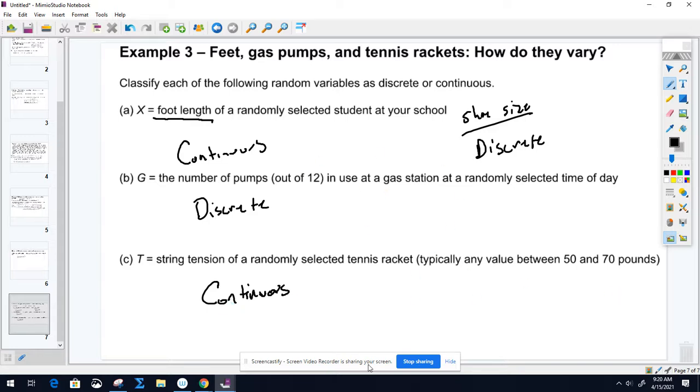So we need to be able to tell the difference between a discrete random variable and a continuous random variable. So you got some problems on Edulastic to do. Like I said, should be a fairly simple section.